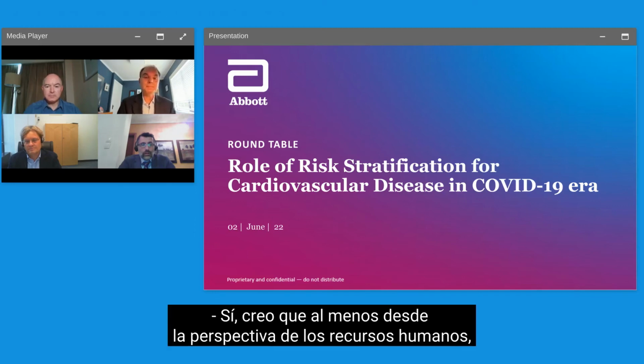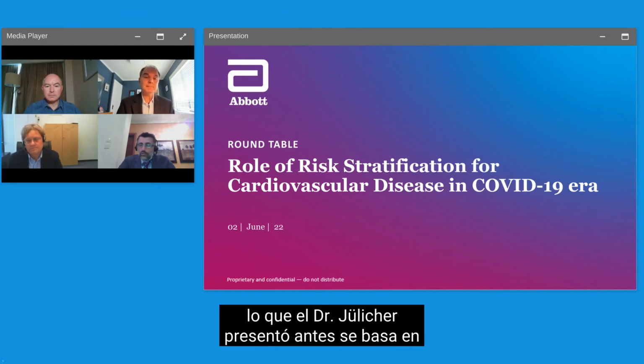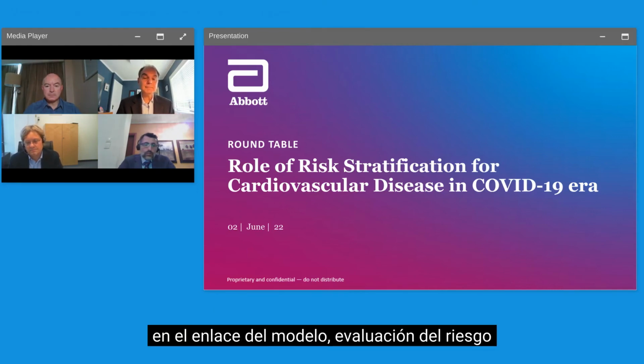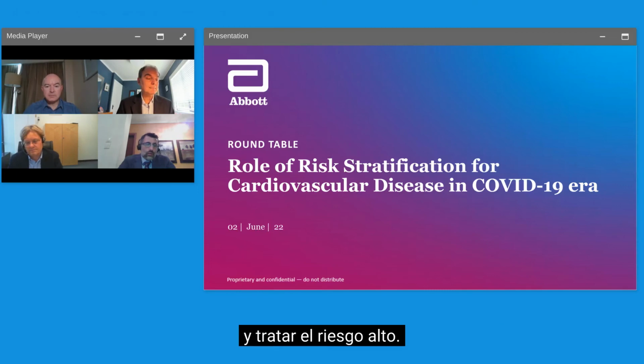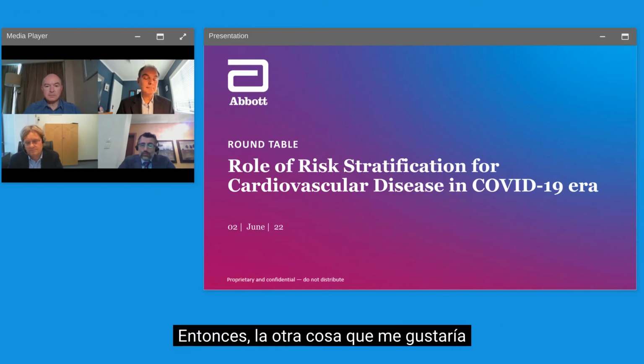Yeah, I think at least from the HEOR perspective, what Dr. Jülicher presented before is, based on the modeling, assess the risk and treat the high risk. And the other thing that I would like to bring to the table is regarding the existing risk prediction tools.